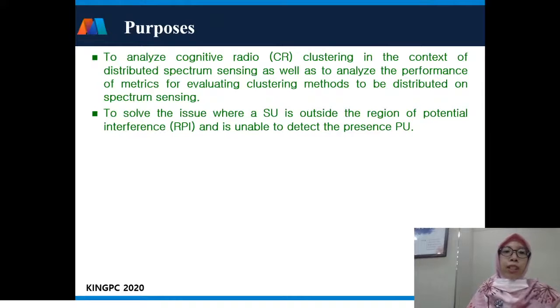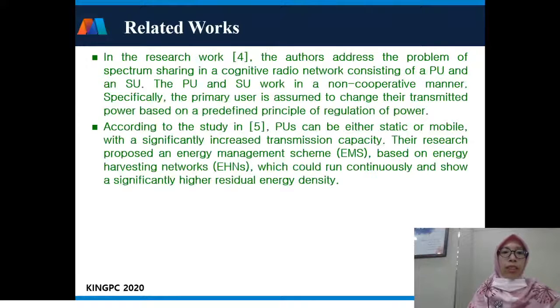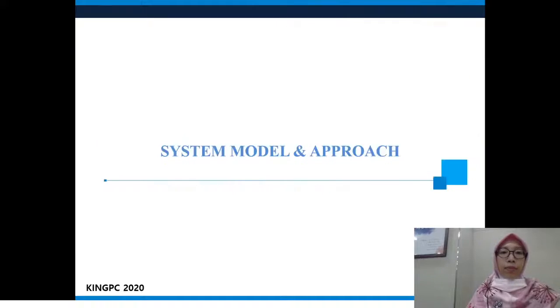The purpose of this work is to analyze cognitive radio clustering in the context of distributed spectrum sensing, as well as to analyze the performance metrics for evaluating clustering methods for distributed spectrum sensing. It is also to solve the issue where the secondary user is outside the region of potential interference, or RPI, and is unable to detect the presence of primary users. Here are the related works for this paper.